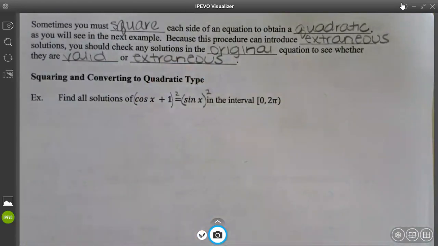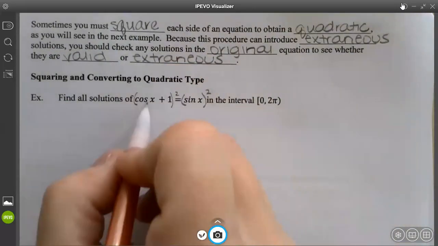To be able to fix them, they need to be what? Squared for our Pythagorean identities. Everybody understand that? So why did I square it? Because I can't fix it until I do square it. How do you square this?